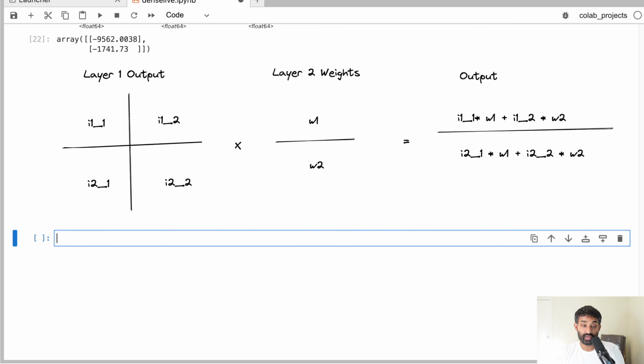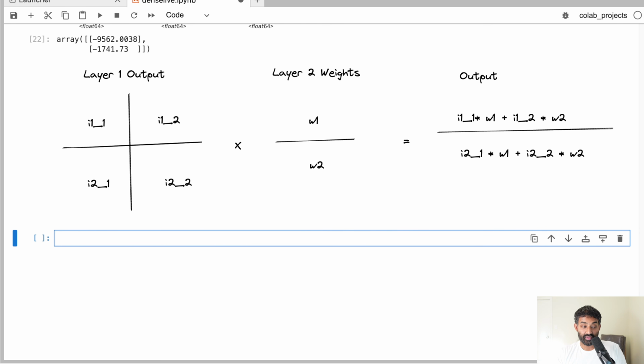So I11 is the first row, first column of our outputs of layer 1. I12 is first row, second column, and so on. And then in the output, we get two output values, so essentially one prediction for each row of input data. And we can see what makes up each of these outputs. Each output is the first column value in layer 1 times the first weight plus the second column value times the second weight. So you can see how that looks.